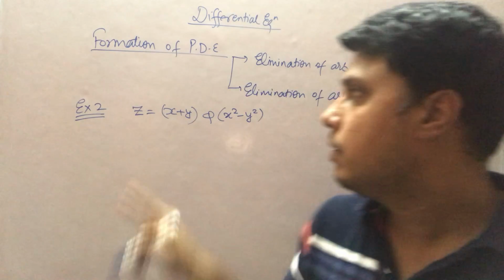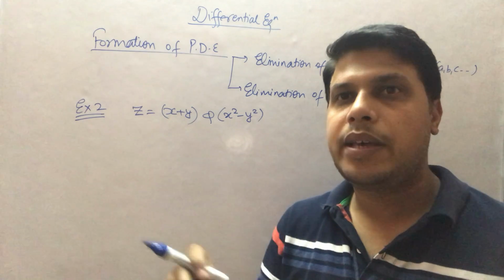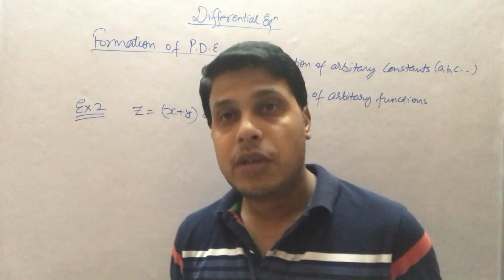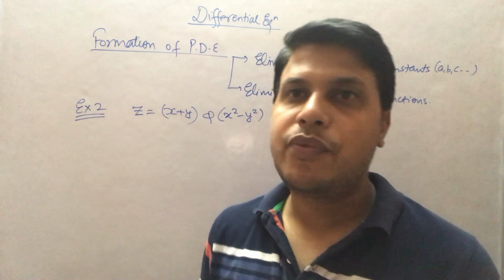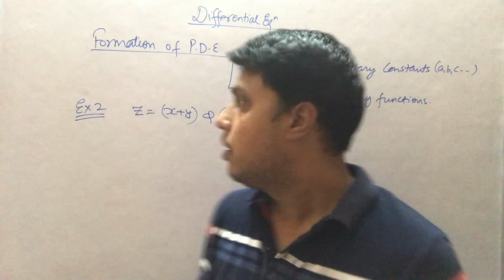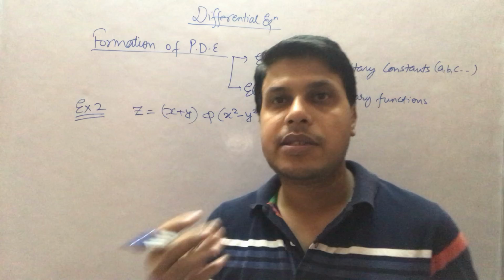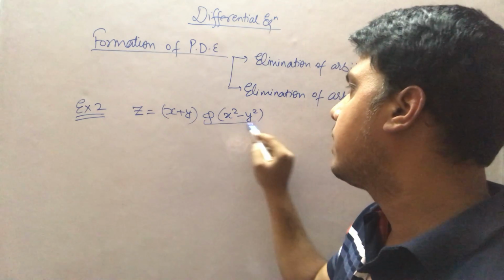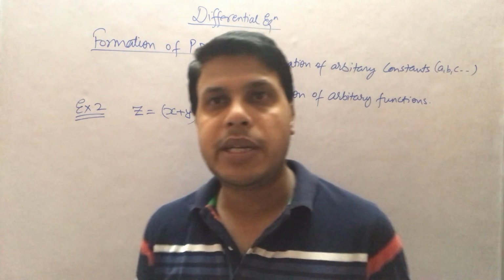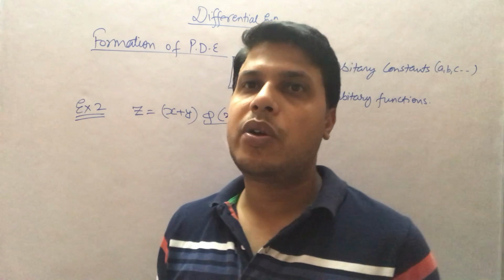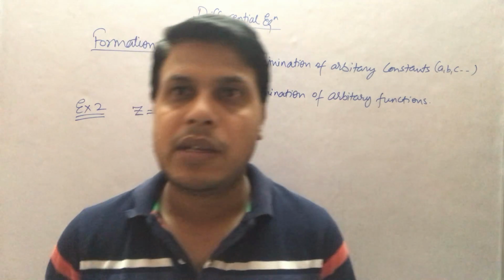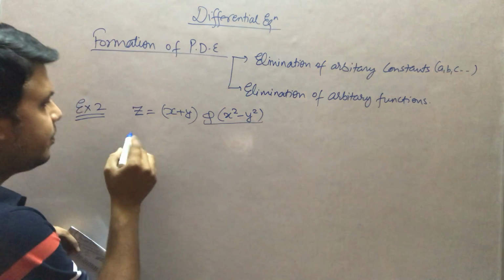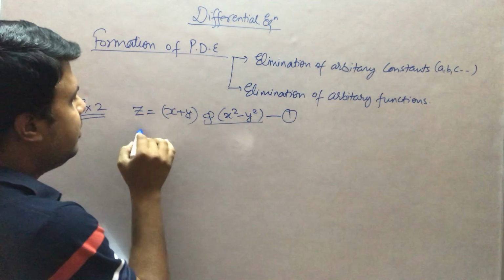So there is a question that z equals x plus y phi of x square minus y square. What is the partial differential equation which will be formed after eliminating the arbitrary function? That is, there is a function which is arbitrary, phi of x square minus y square. We have to eliminate this from the given or original equation to get the partial differential equation. So how are we going to do this? As I told you, this is equation number 1.